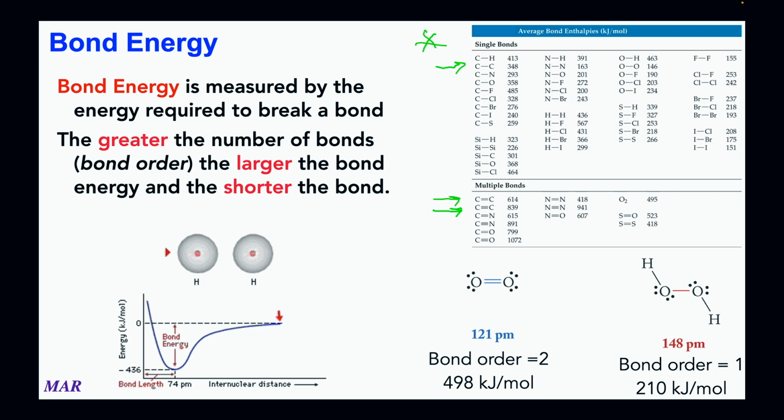So in the lower right-hand corner, we have an oxygen-oxygen double bond and an oxygen-oxygen single bond in hydrogen peroxide. So notice that the bond order 2 has more energy to break than the bond order 1. However, the bond order 2 is a smaller bond. The bond order 1 is a bigger bond, 121 versus 148. So again, bond order goes up, bond energy goes up, but bond length goes down.